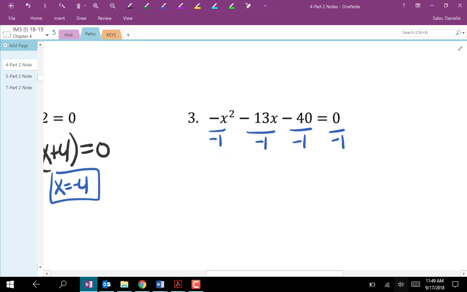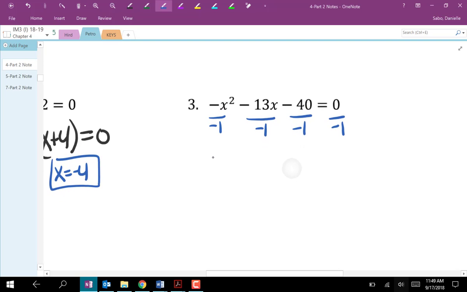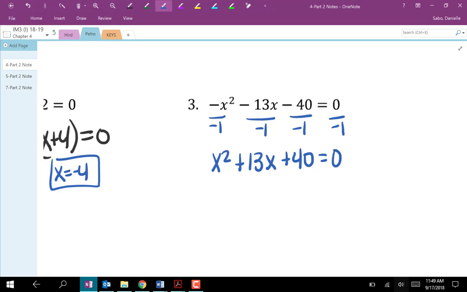Okay, and when you do that, it just disappears, because here we go. It changes to x squared, changes to positive 13x, changes to positive 40, and 0 divided by -1 is just 0, so we're done. Now we're back to what we just did on the last problem. You just needed to get rid of that -1.